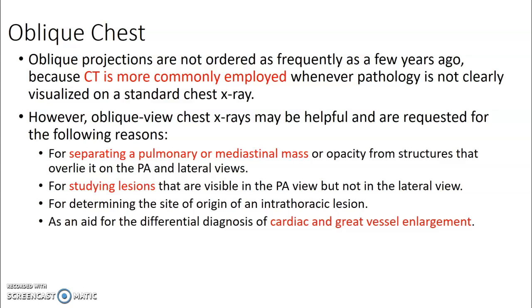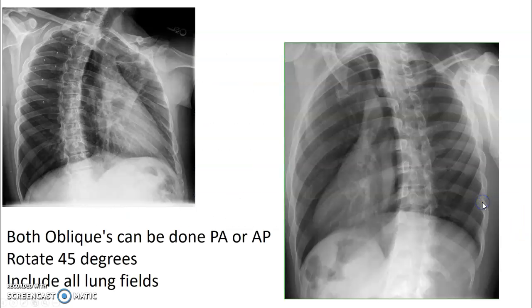But the textbook identifies some of the areas that you would look at for oblique chest. So you could identify or separate a pulmonary or mediastinal mass or opacity. They might be looking at a PA chest and see something that's a questionable mass. If you oblique the patient, it might just show them a different view. They might be for studying lesions that are visible on the PA but not on the lateral, determine a site or origin of an intrathoracic lesion. It sometimes is an aid in the differential diagnosis of cardiac or great vessel enlargement.